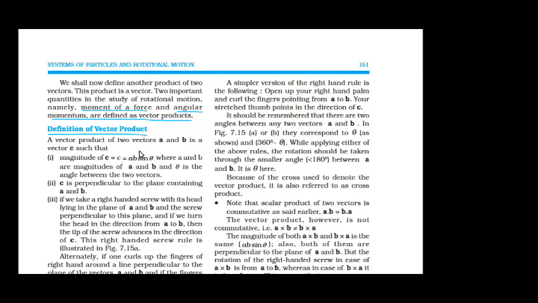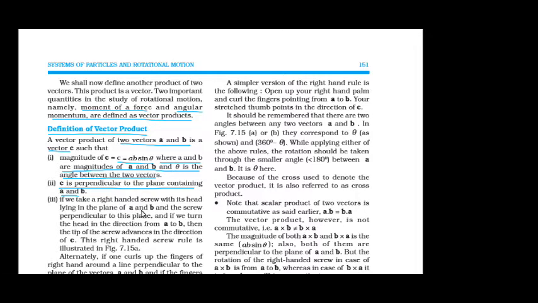A vector product of two vectors A and B is a vector C, such that the magnitude of vector C is equal to AB sine theta, where A and B are the magnitudes of vector A and vector B, and theta is the angle between the two vectors. C is perpendicular to the plane containing A and B.